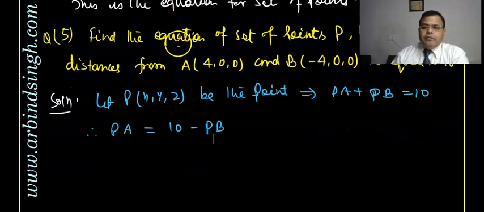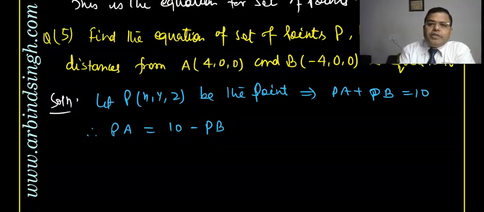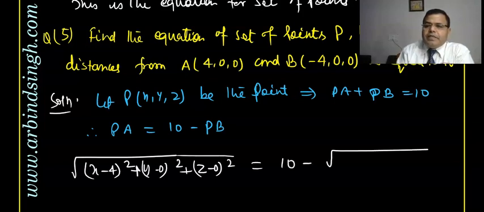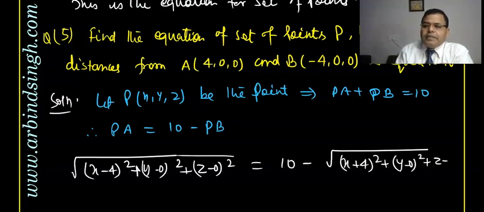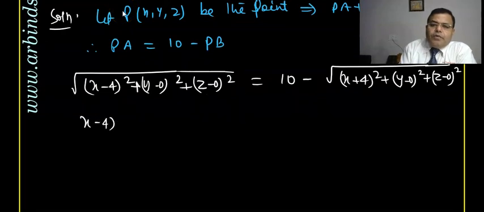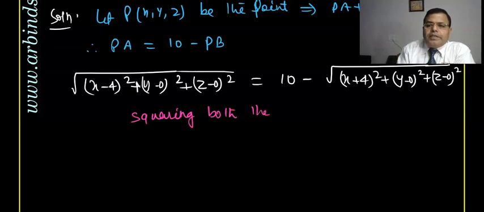Now, squaring both the sides, or you may write the distance formula. Using the distance formula, we can write PA is equal to under root x minus 4 whole square plus y minus 0 whole square plus z minus 0 whole square. That is PA. 10 minus PB is nothing else but x plus 4 whole square plus y minus 0 whole square plus z minus 0 whole square. So that will be x minus 4 whole square, squaring both the sides.